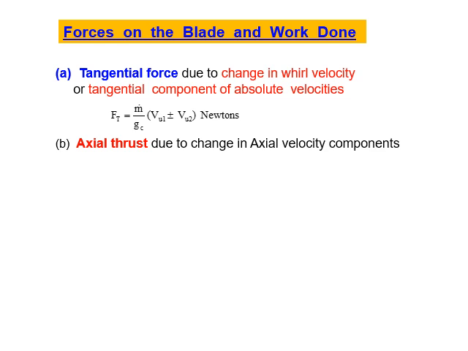The second expression used is the axial thrust. This axial thrust is due to the change in axial velocity components, and it is calculated using the formula Fa is equal to m by gc into Vf1 minus Vf2. Here once again m is the mass flow rate of steam, gc is taken as 1, Vf1 is the flow velocity at inlet and Vf2 represents the flow velocity at exit. Here also the axial thrust is available in newtons.